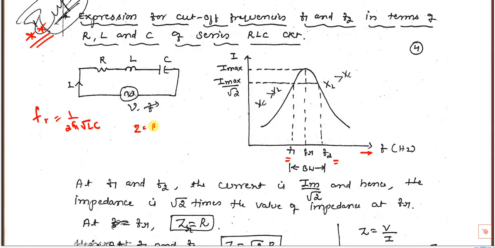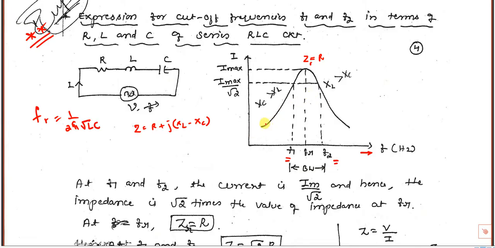So at resonance frequency current is maximum, and why current is maximum? For series circuit impedance is given by R plus j(XL minus XC). At resonance frequency XL is equal to XC, it will cancel, and Z is equal to only R. Let us call it Z at resonance as ZR, and we have to find what is the value of Z at F1 and F2.